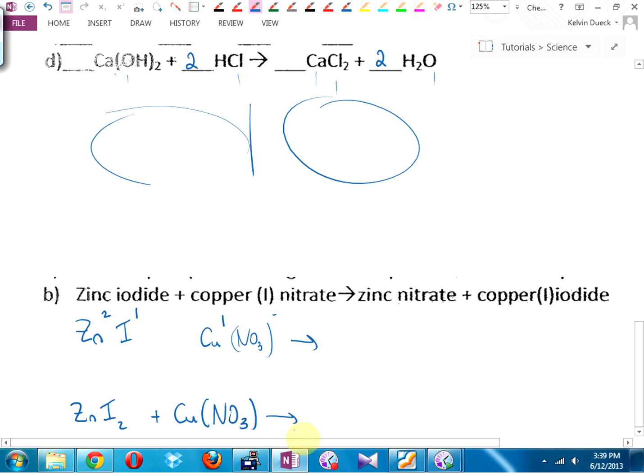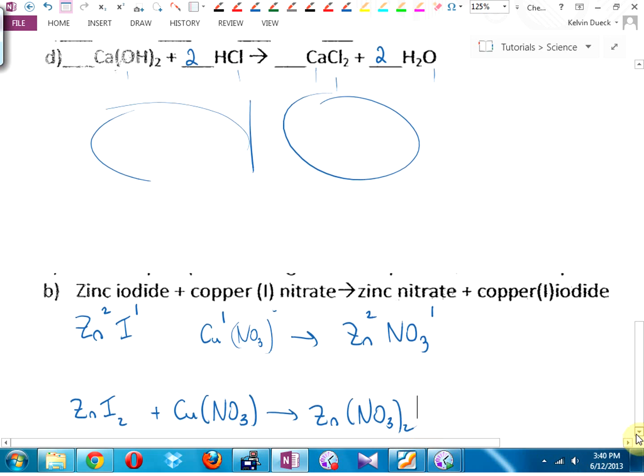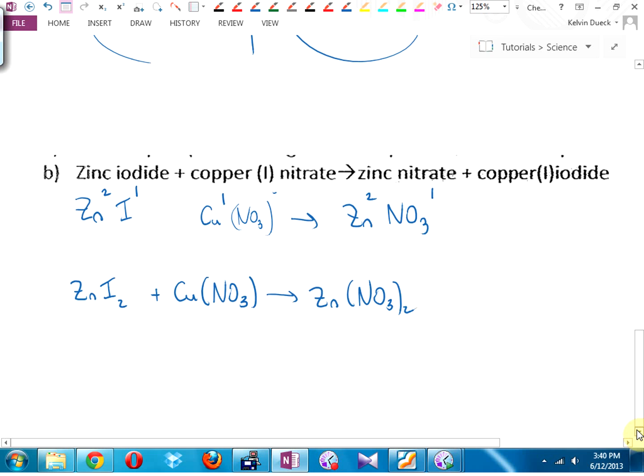Becomes zinc nitrate. You said zinc was 2. So it's going to be 1 zinc, NO3, 2 of those. Let me scroll down a bit. Plus copper 1 iodide. Oh, that's going to balance nicely.